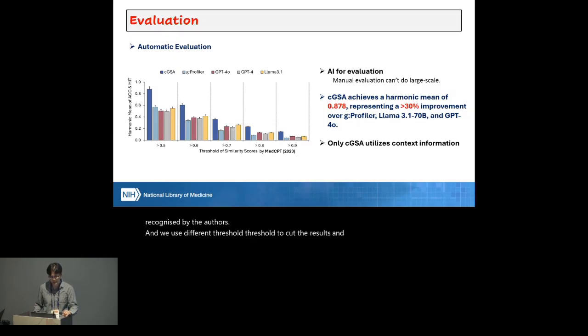And we find that CGSA achieved a better performance, a harmonic mean of accuracy and hits of 87.8%, which represents a 30% increase over all other methods. And one thing to mention is that only CGSA in this chart utilizes contextual information. Thus, you can see a very big improvement in performance based on the context information.